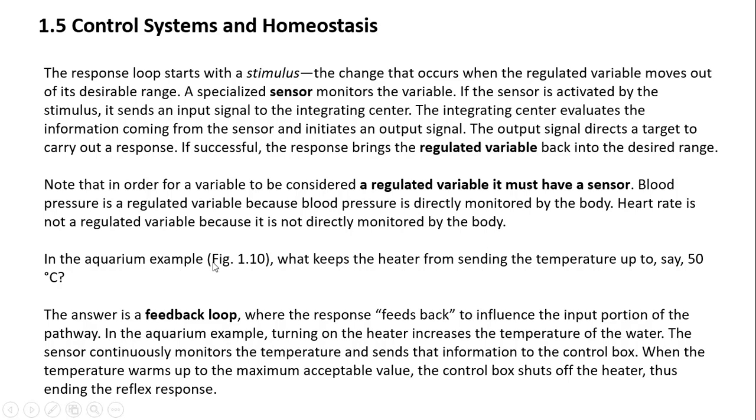Okay, in the aquarium, in this example figure I just gave you, what keeps the heater from sending the temperature up to, say, 50 degrees centigrade? So the answer is this feedback loop, which the response feeds back to influence the input portion of the pathway. So in the aquarium example, turning on the heater increases the temperature of the water. The sensor continuously monitors the temperature and sends the information to the control box. The temperature warms up to the maximal acceptable value, which would be around the set point, and then the control box shuts off the heater, thus ending the reflex response.